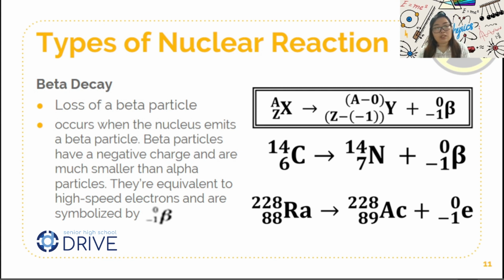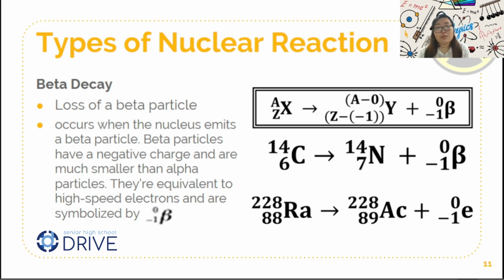Alright, so now let's go to beta decay. Beta decay happens when there is a loss of a beta particle. Now, what's a beta particle? A beta particle is a negatively charged particle that is much smaller than an alpha particle. They are equivalent to high-speed electrons. And this one happens when a neutron coming from the nucleus is converted into a beta particle and an electron, and a proton rather.